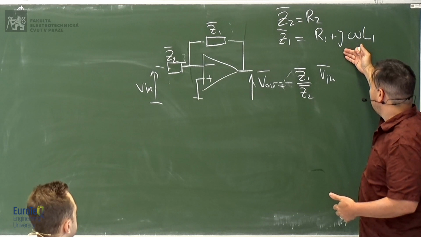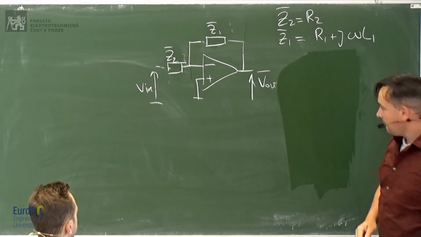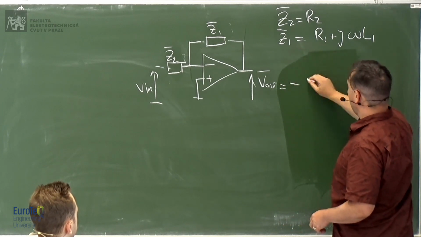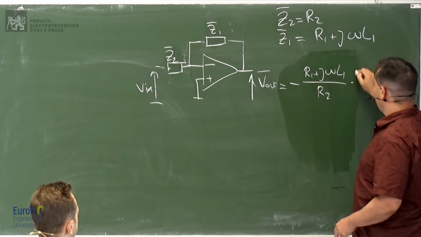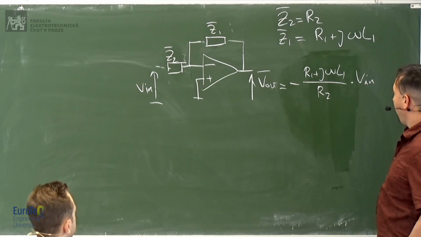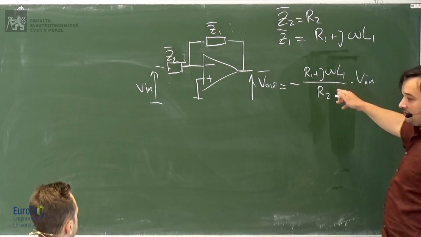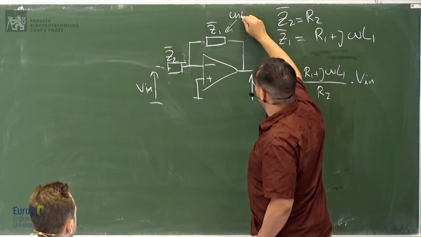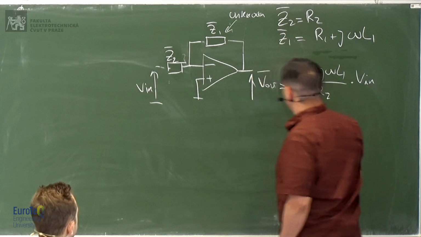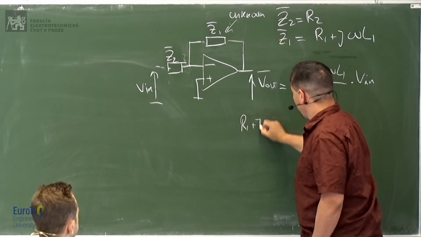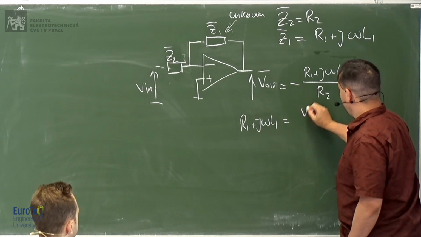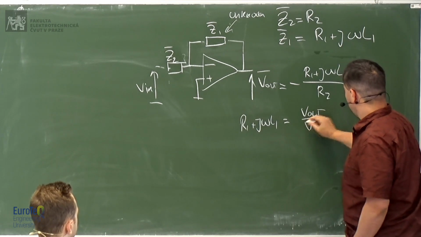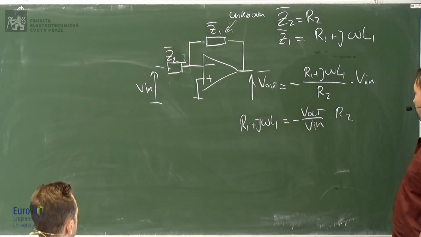Okay, so what you have to do is to plug these values into the equations. We have the voltage output, which is negative Z1, R1 plus j omega L1, and Z2 is R2, times the input voltage. Okay? Now, what happens if we want the inductance, or if you want the resistance R1? So let's say this is our unknown. Well, you have R1 plus j omega L1 is equal to, this goes up, so negative V out divided by V in times R2, okay?